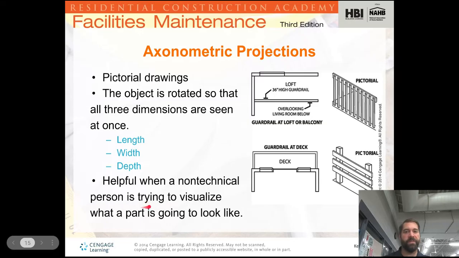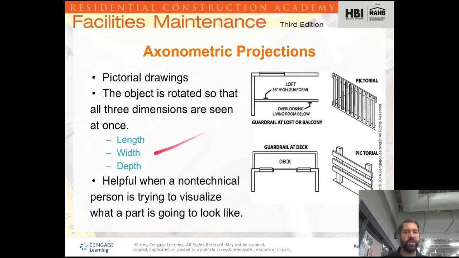So here we have axonometric projections. These include pictorial drawings. The object is rotated so that all 3 dimensions are seen at once. So we're not going to do this. This becomes a little bit difficult. You also have to draw these at specific angles. Generally, they're 30-degree angles. Don't worry about that. Just know that they exist.